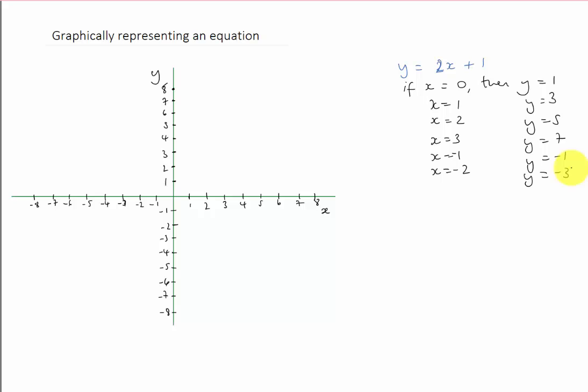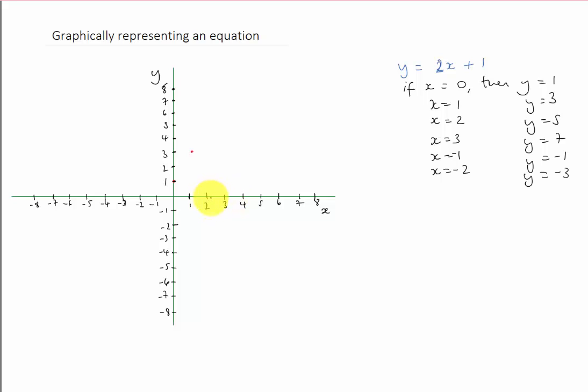Okay, so we could put all those on a graph, plot those pairs of points. So here's my x-axis and my y-axis. If x is equal to 0, then y is equal to 1. So let's draw that on. So here's a point. If x is equal to 1, then y is equal to 1, 2, 3. So already those 2 points are enough to draw a graph, but let's draw a couple more.